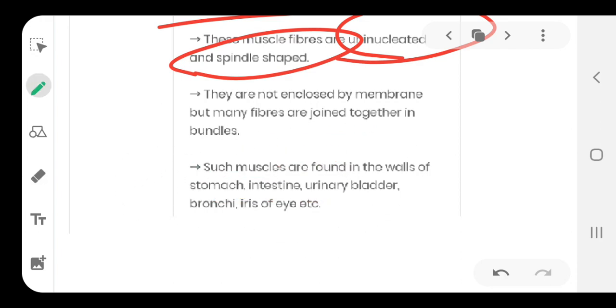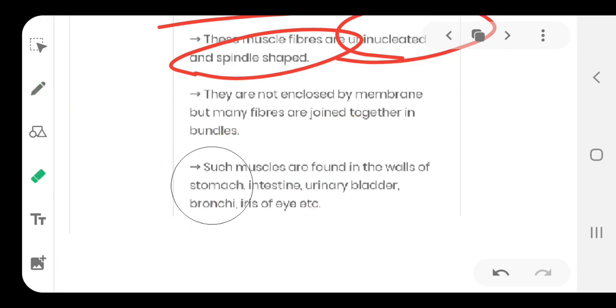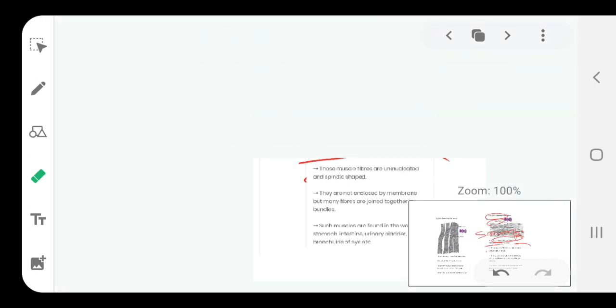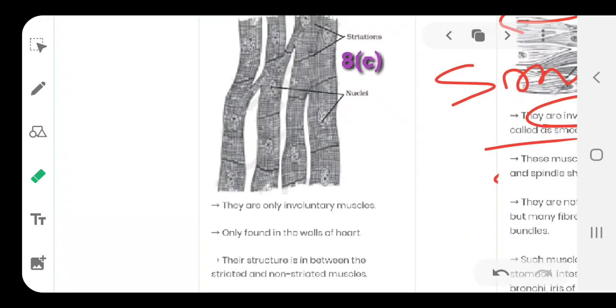To underline the location where you can find them, you can find them in the walls of the stomach, intestine, urinary bladder, bronchi, that is in the lungs, and the iris of the eye. So these are the locations where you can find these muscles, and we know these tissues are not in our control, so they are involuntary.